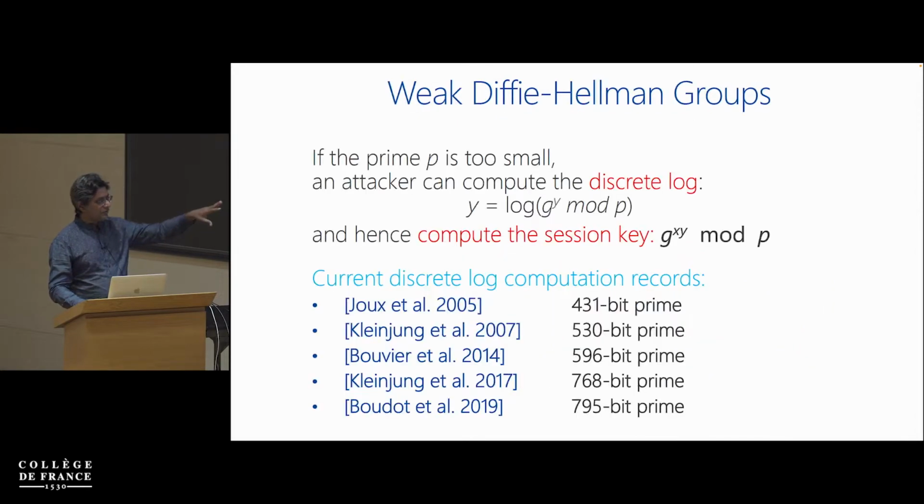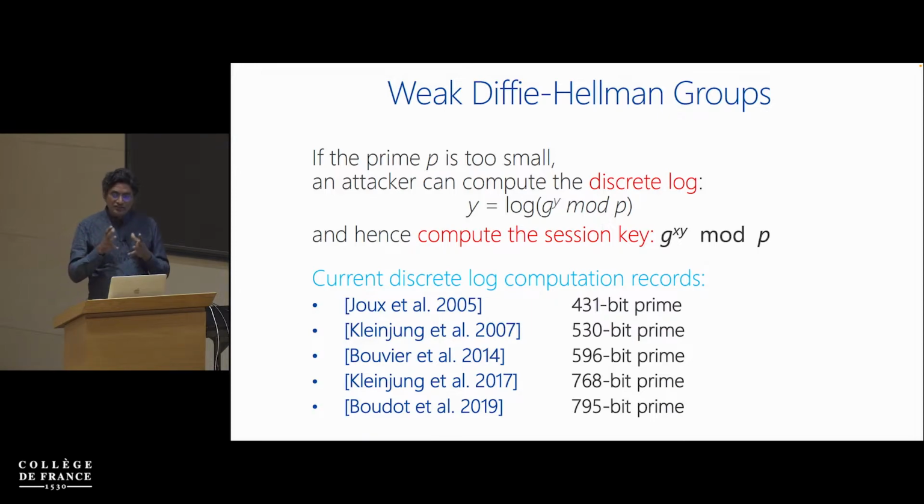But is that really true? Well, it's only true if the P is large enough. And this is also true for the RSA example that Xavier was showing you earlier. The P and Q have to be large, otherwise it's not secure. Right? So if the P is too small, the attacker can basically compute the discrete log. So if the attacker knows G to the Y, he can compute Y. And then, of course, he can break the protocol completely.